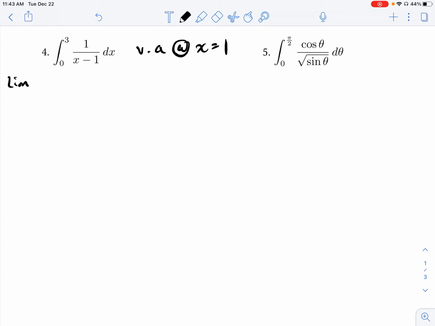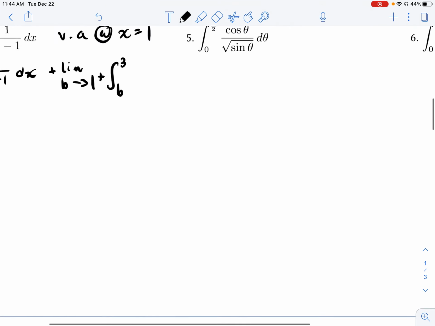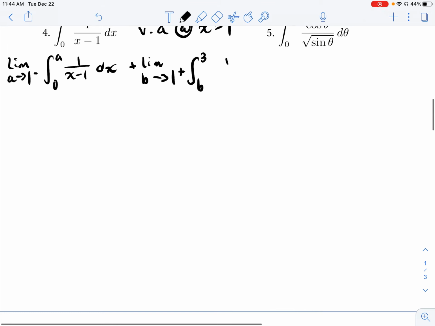So we're going to say the limit from our lower bound to our vertical asymptote. So we're approaching from the left side, 1 over x minus 1 dx. And then we're going to set up our second one-sided limit as we approach, again with a different variable, 1, our vertical asymptote, this time from the right side, from b to 3. Oh, I want to make sure I use my... oh, I did. Okay, just wanted to make sure. All right, 1 over x minus 1 dx.